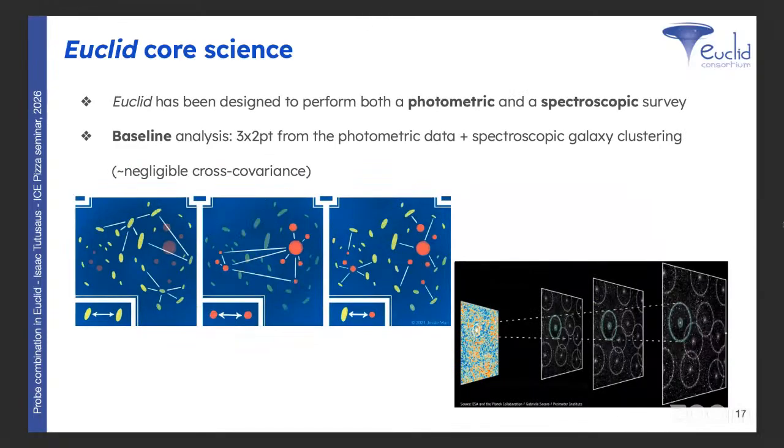Now, Euclid, if you remember at the beginning, I said that there are 2 instruments on board, VIS and NISP, to do both photometry and spectroscopy. So since day 1, Euclid was designed to perform both surveys at the same time, so photometry and spectroscopy. So the baseline that we have right now is to do the combined analysis with 3x2 point. This comes from the photometry side, and then BAO and redshift space distortions, so spectroscopic galaxy clustering, coming from the spectroscopic side.